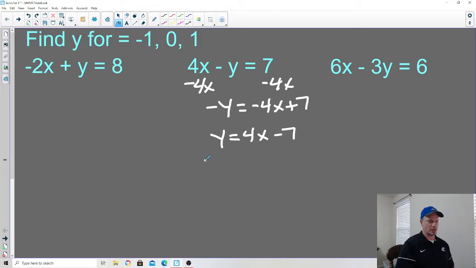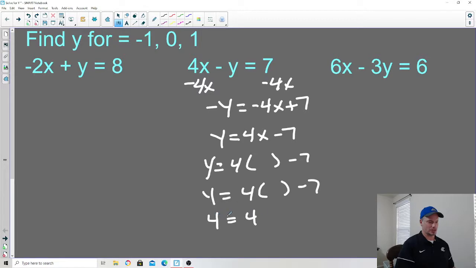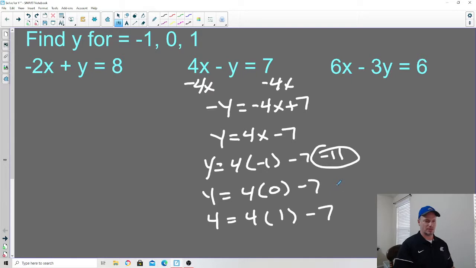If I'm getting values for x, I'm going to do this 3 times. y equals 4 times that minus 7. Again, I'm going to put negative 1, 0, and 1. Then do a little math. 4 times negative 1 is negative 4 minus 7. That's negative 11. Okay, 4 times 0 is 0 minus 7 is negative 7. And then 4 times 1 is 4 minus 7 is negative 3. Okay, we should have a pattern here. This goes down by 4, this goes down by 4. So we've got a pattern, and these numbers should be correct.